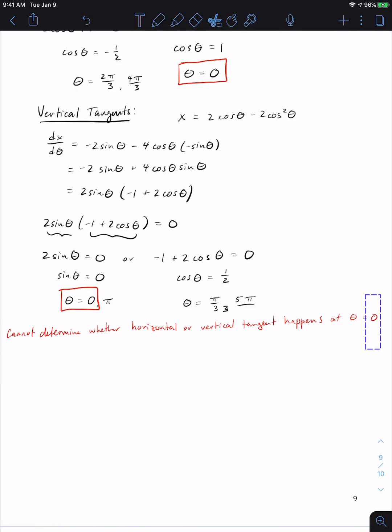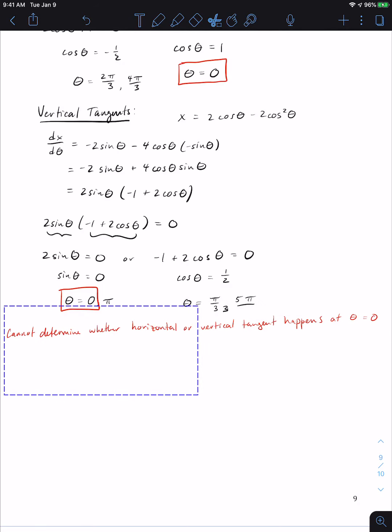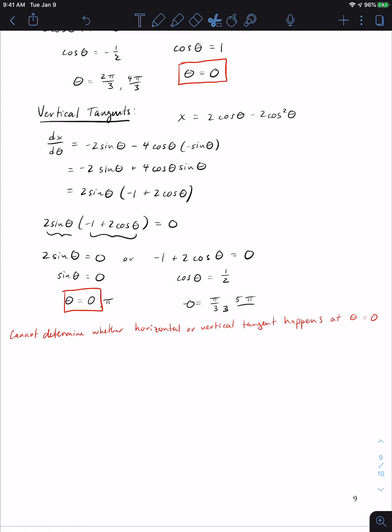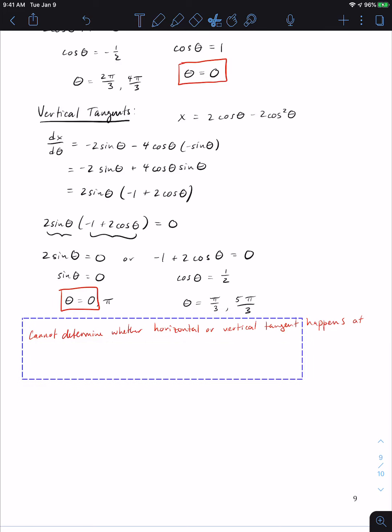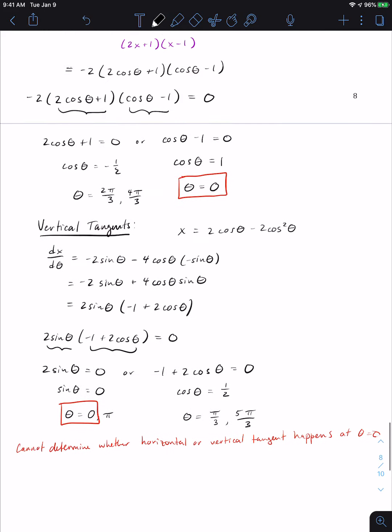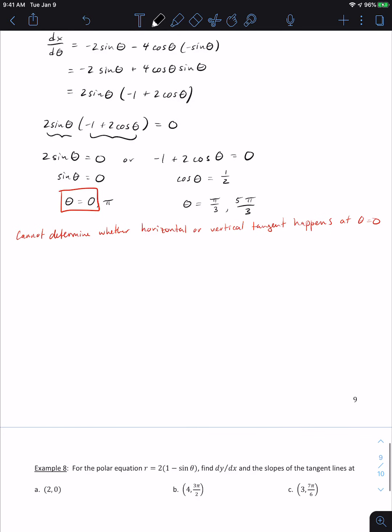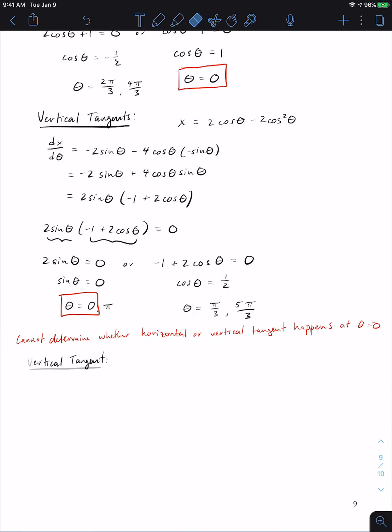Really struggling with that. I screwed that all up, didn't I? Let's just leave it like that. Theta equals 0. Okay. But we do know we've got all the places where I have horizontal and vertical tangents, right? So I have a vertical tangent, that happens at, sorry, let's do my horizontal tangents.